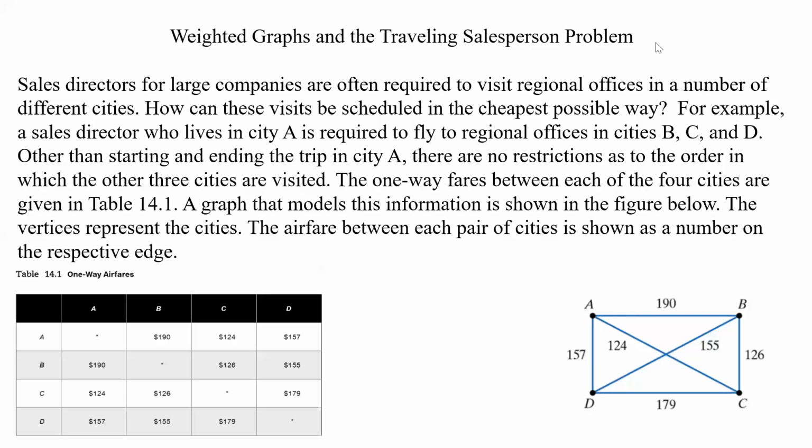All right, so weighted graphs and the traveling salesperson problem. Sales directors for large companies are often required to visit regional offices in a number of different cities. Now, how can these visits be scheduled in the cheapest way possible?